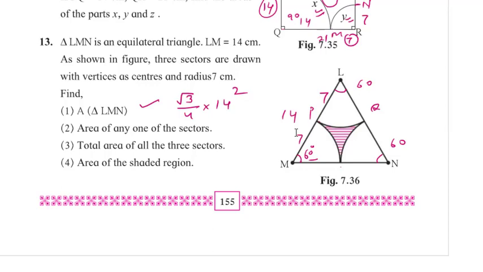Area of any one of the sector, so area of any one of the sector we can find. Total area of all the 3 sectors we multiply by 3, and area of shaded region will be area of this equilateral triangle minus area of these 3 sectors.